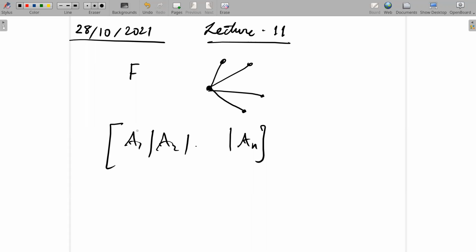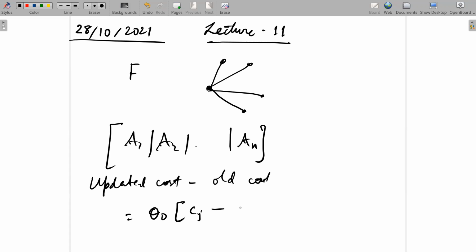All right, so just as a quick reminder, we had computed the updated cost, and looking at that, we had this expression that updated cost minus old cost is equal to theta naught times Cj minus summation i equals 1 to m Cbi xij.